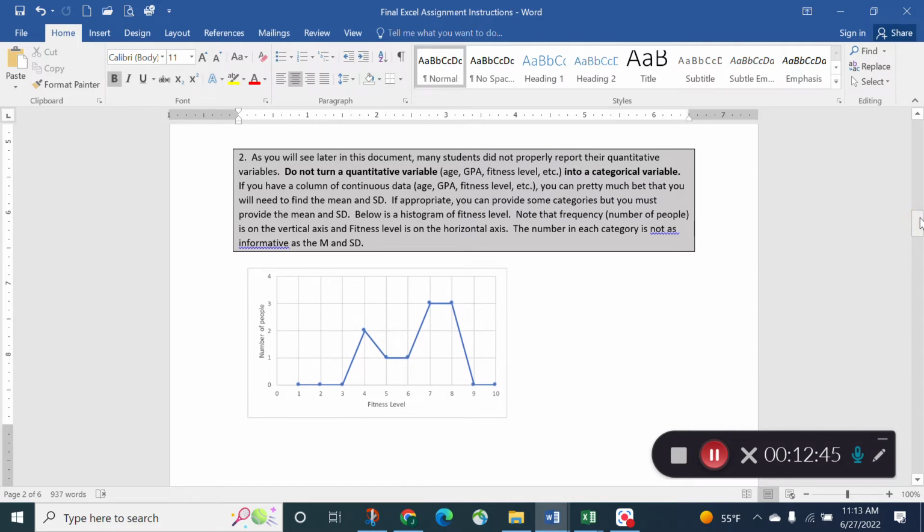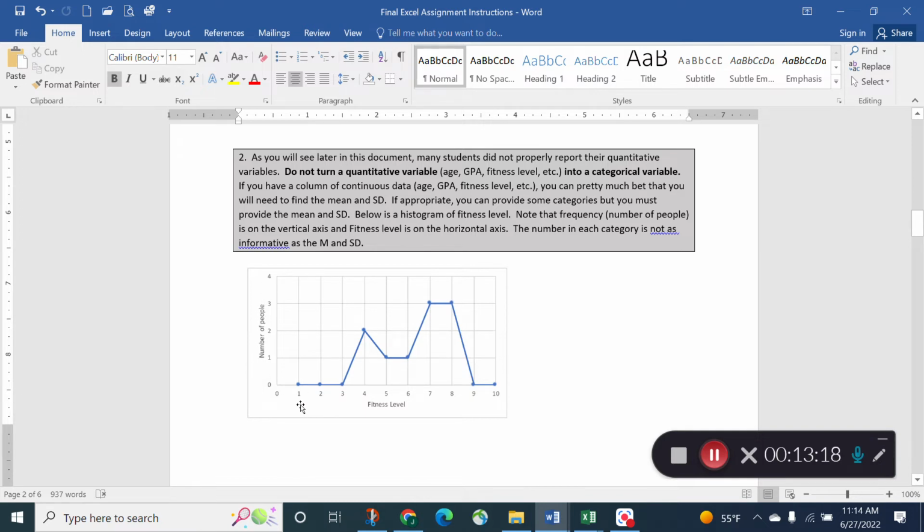In this case, and again, I'm not going to read this to you, the gray area is sort of my commentary, so I would read that. But what someone did here is they graphed fitness levels, and here were the possible fitness levels. So a low fitness level of 1 up to a high fitness level of 10. And what they put here on the vertical axis is the number of people.